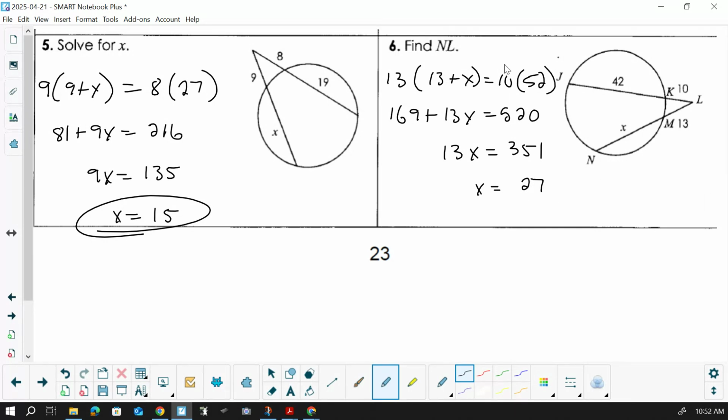27. It says find NL. NL is the whole thing. So x plus 13, so it'd be 27 plus 13, which is 40.